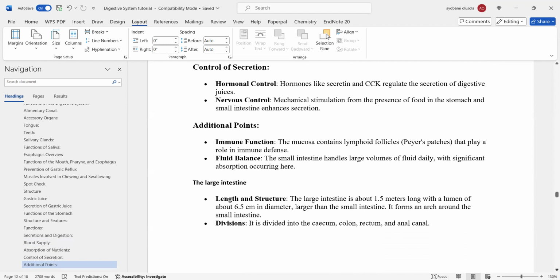We skip all this because I really don't think you need them. But now, the mucosa of the small intestine contains lymphoid follicles. They are also known as Peyer's patches, and they play a role in immune defense.